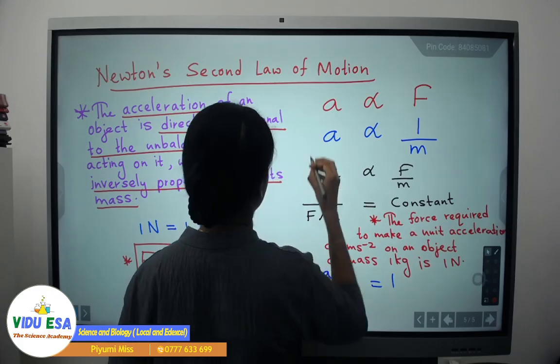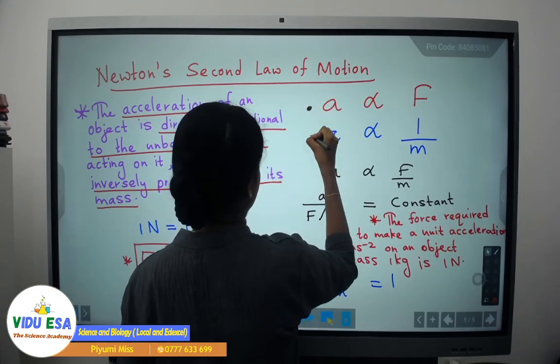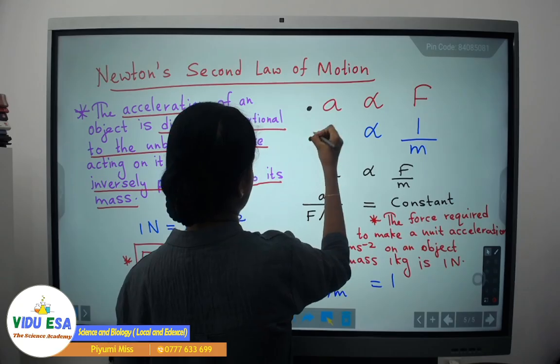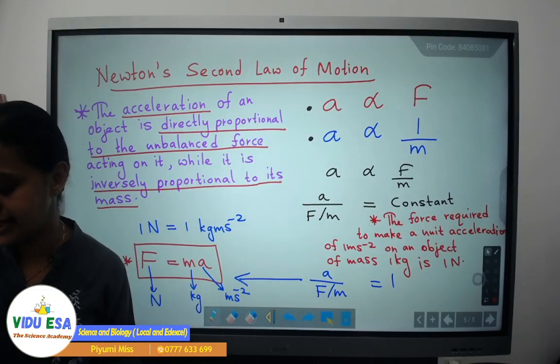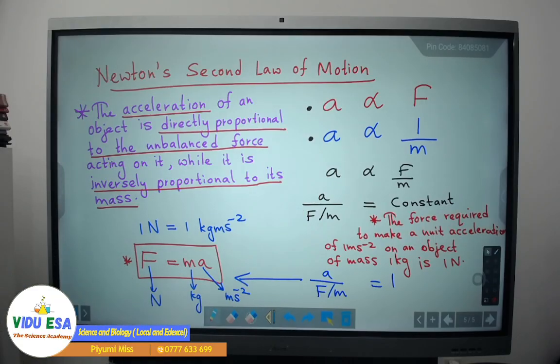This first point: acceleration is directly proportional to the unbalanced force and inversely proportional to the mass. And mention the constant as well, and say this is the equation that we have derived, F equals ma. Very important.